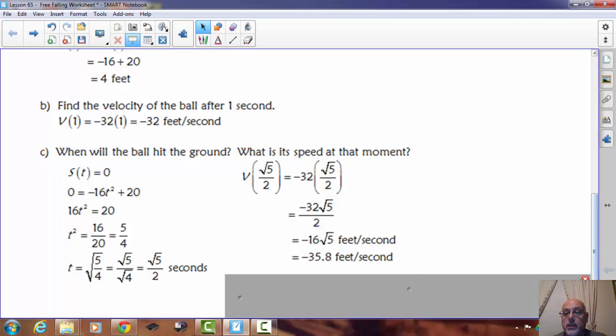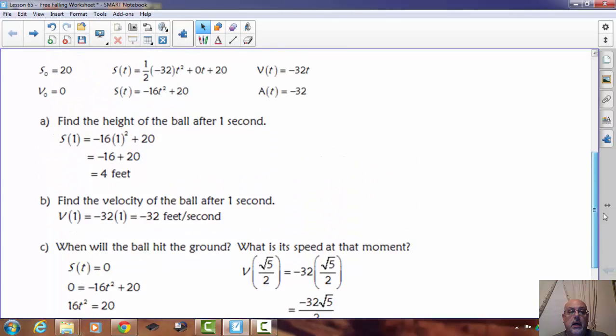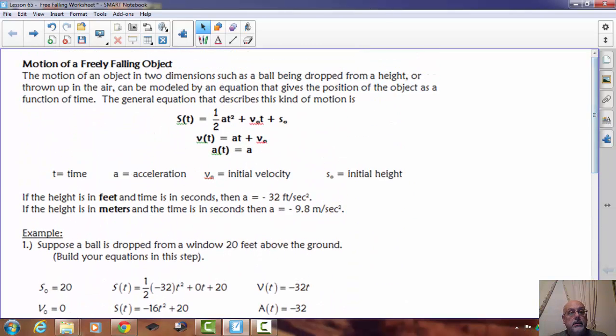So there were a lot of things going on in the screencast. So if we recap a little bit, the motion of an object in 2 dimensions being dropped from a height or thrown up in the air. So you've got the S of t function, the v of t, and the a of t.